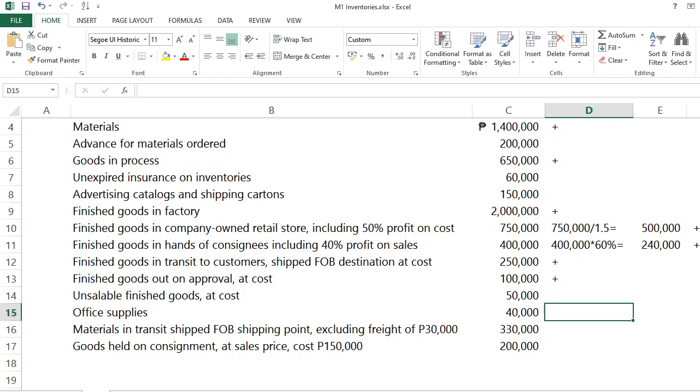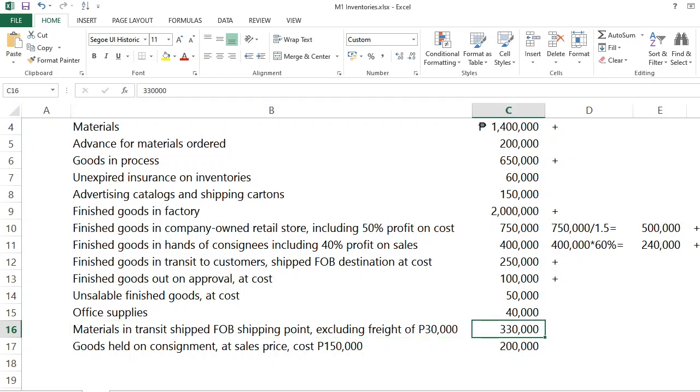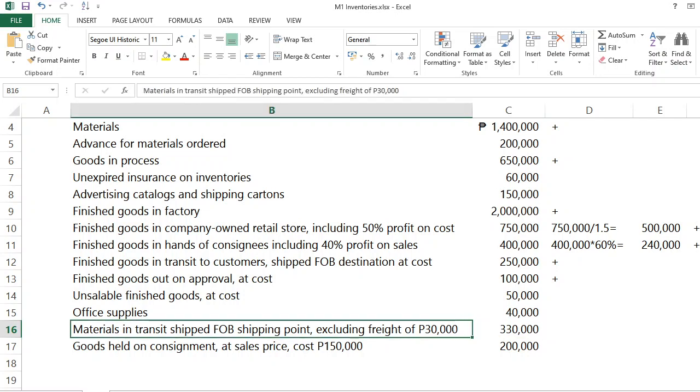Office supplies, hindi siya inventory. Next, materials in transit. So, kita si buyer. Bibili tayong materials. Tapos, FOB shipping point. Ay, hanggang dun lang ang libre. So, kita na ang mubayad. So, that's 330. Pero, may 30,000 na freight. Hindi kasali sa 330. Question, isasali po ba si freight na 30,000?